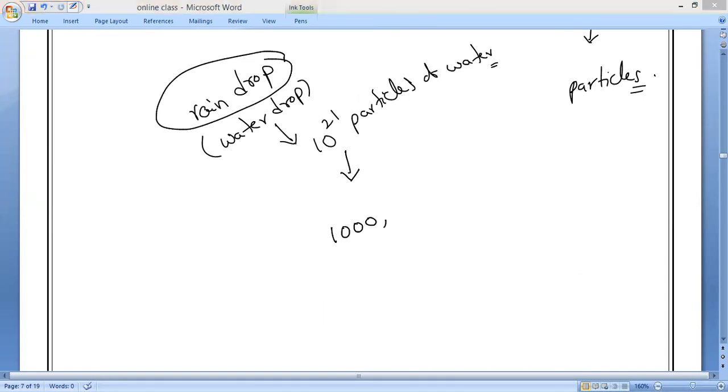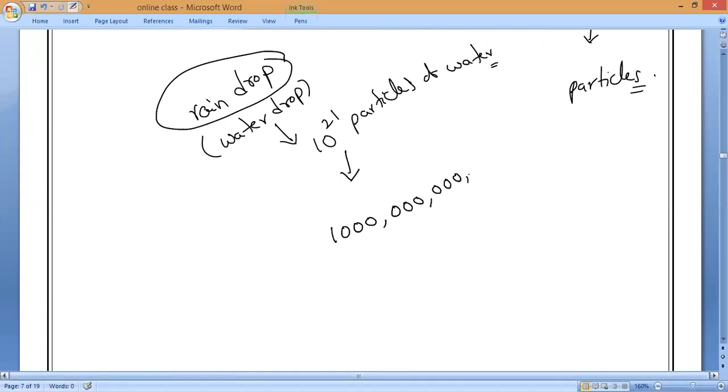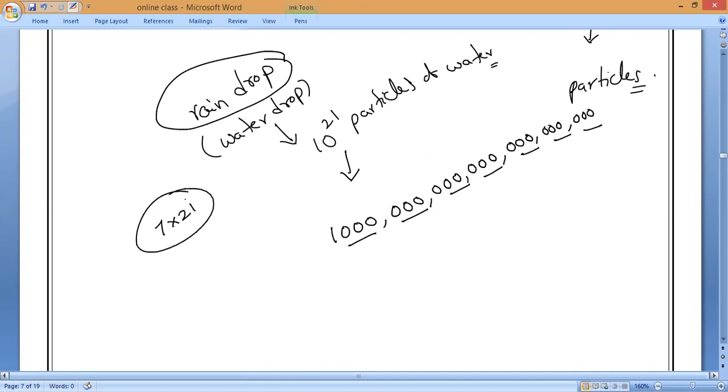So I can write that number, you can see. You can write like this: 1, 2, 3. This many particles are present in how many drops of water, guys? One drop of water. Understand, Hari? Everybody, please respond. Yes, sir. So that is what it is. You can see, 7 threes are 21. So 21 zeros will come after the 1. So a single raindrop or water drop contains this many particles.